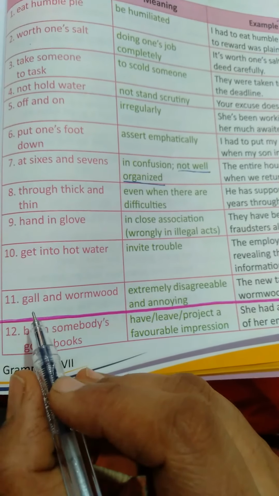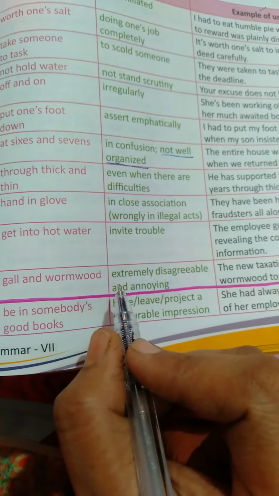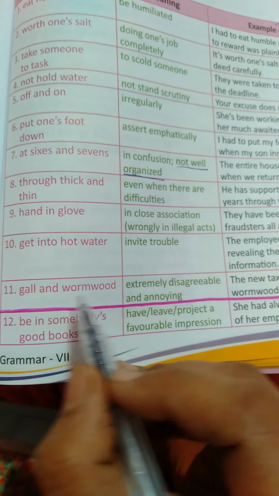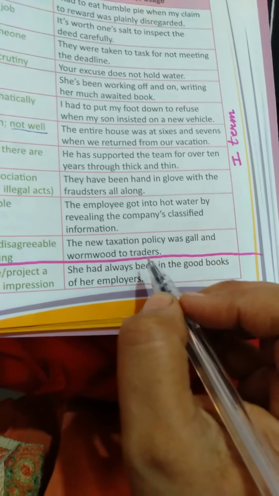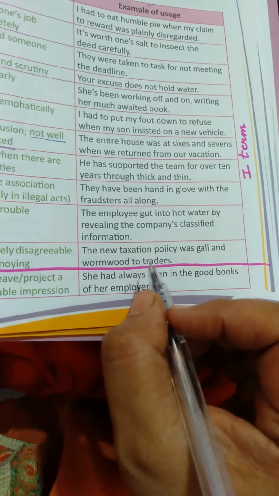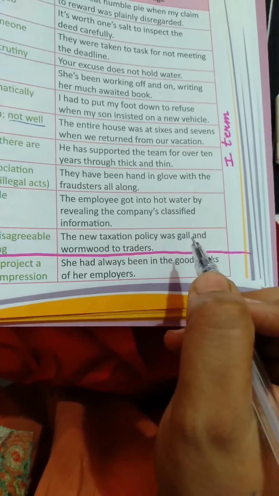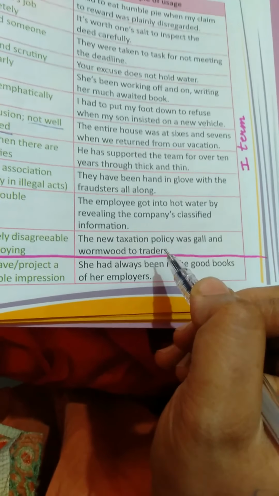11th, the last, gall and wormwood. Extremely disagreeable and annoying, where you don't agree with the thing which is happening. Wormwood means something which is bitter. The new taxation policy was gall and wormwood to traders, meaning the business people. They were not at all agreeing with this taxation policy. So this becomes gall and wormwood. The new taxation policy was gall and wormwood to traders. For them, this was totally something they did not agree with.